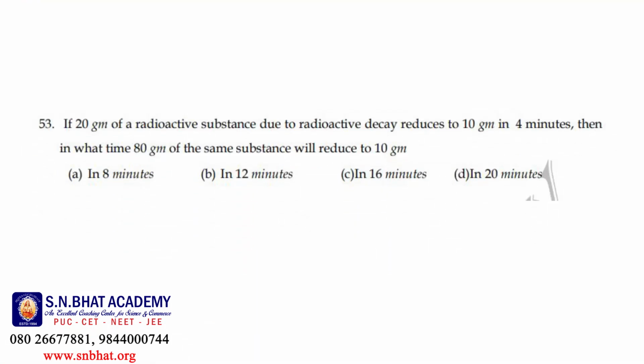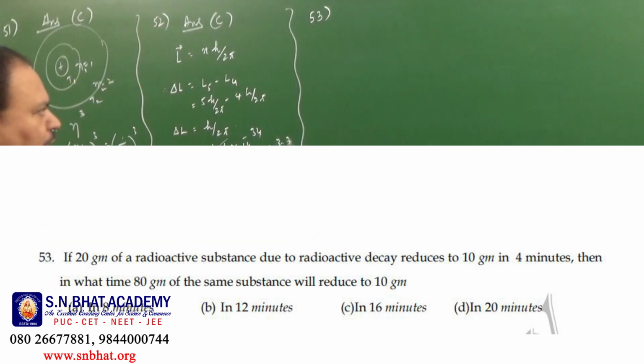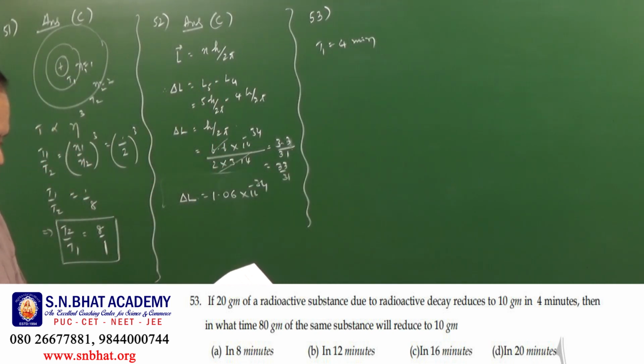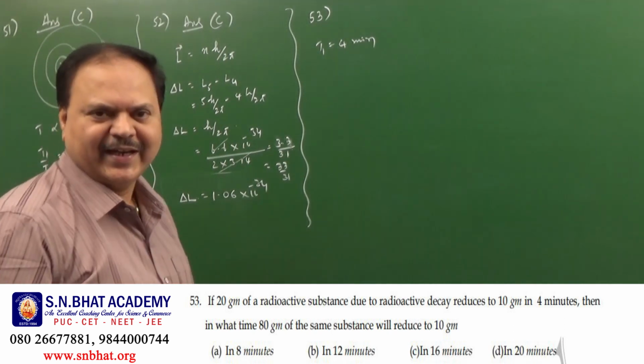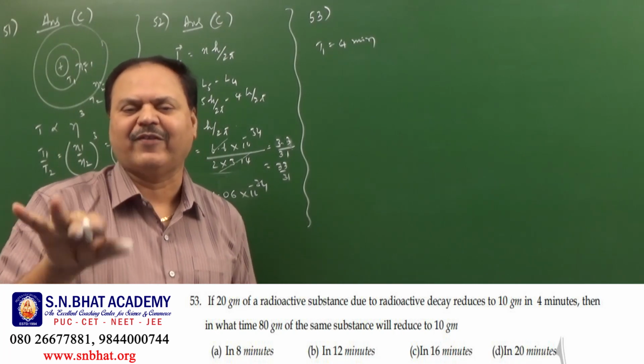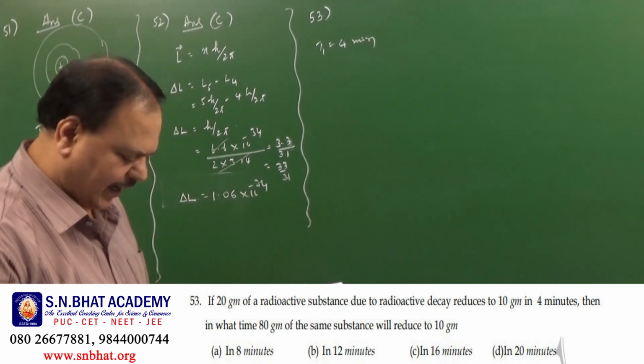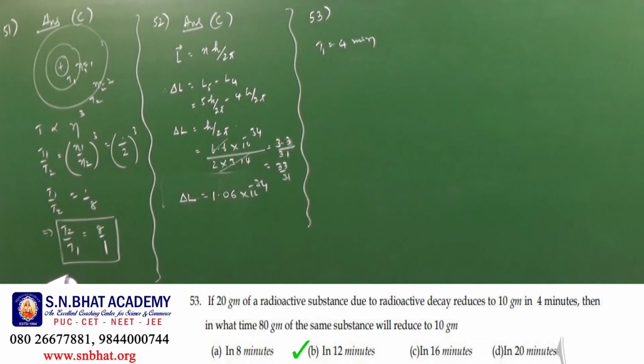Question number 53. If 20 grams of radioactive substance due to radioactivity decay reduces to 10 grams in 4 minutes, so he says your half life is equal to 4 minutes. Next he says, then in what time would 80 grams of the same sample reduce? Think for yourself: if the half life is 4 minutes, when there are 80 grams, what does it become after one half life? It becomes 40. After two half lives? It becomes 20. Do you understand? So 4, 8, 12. Therefore your answer is equal to 12 minutes.